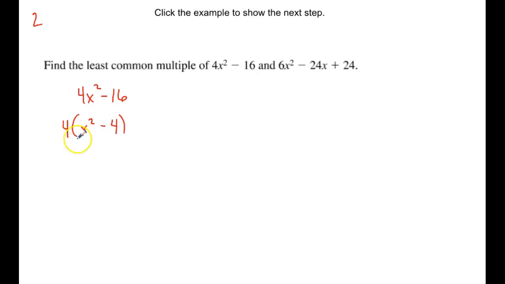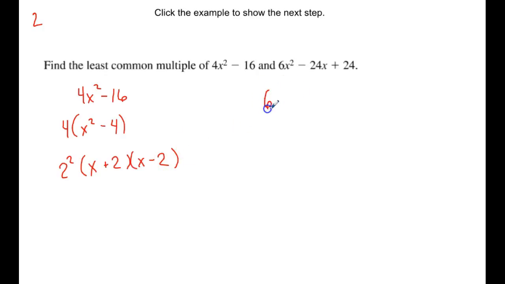Well, now that I see my 4 can be factored just a little bit, 4 can also be written as 2 squared. I also notice that this is a difference of 2 squares, because I know the square root of the first term and I know the square root of the second term, and I'm subtracting. So I end up with x plus 2, and I end up with x minus 2. So now this first polynomial is completely factored.